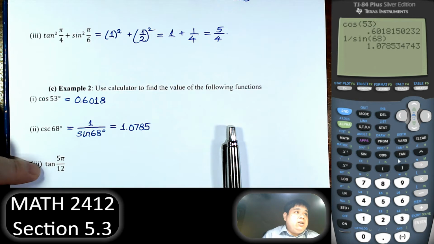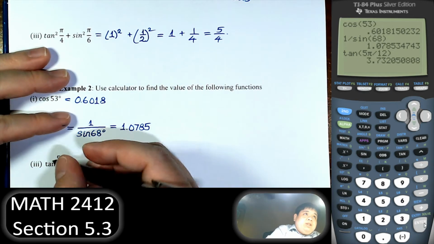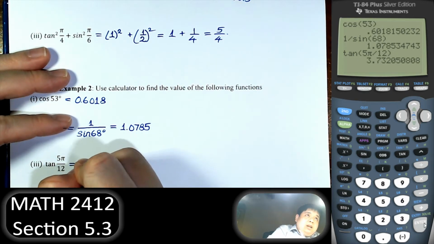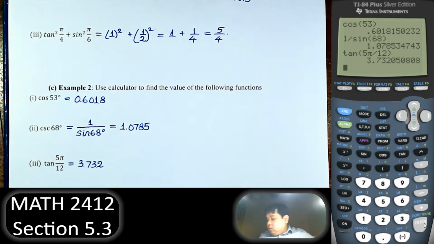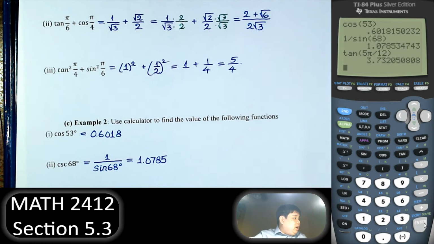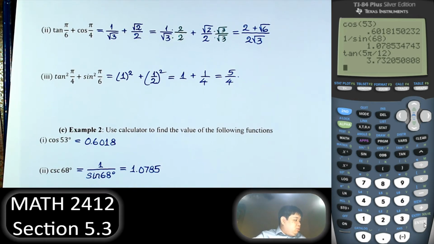And then tangent of 5 pi. That gives us 3.732. So whenever we use a calculator, make sure that it is in the right mode. Right. Now let's go to some application problems.